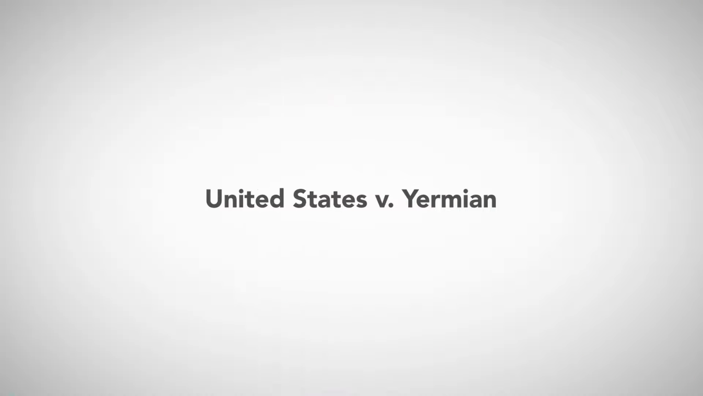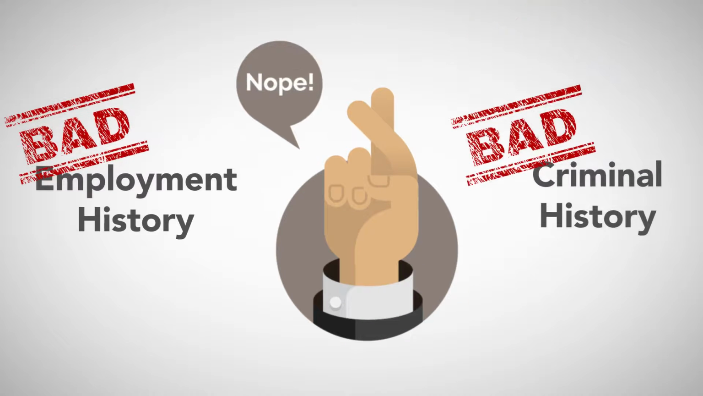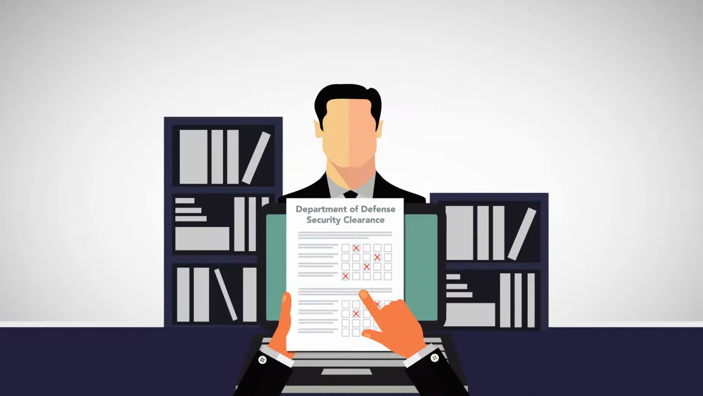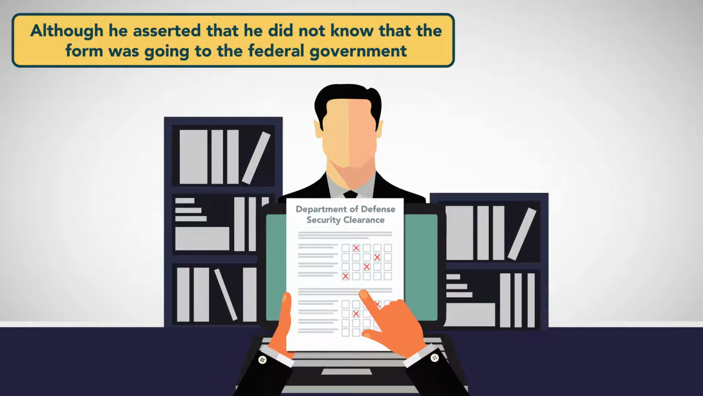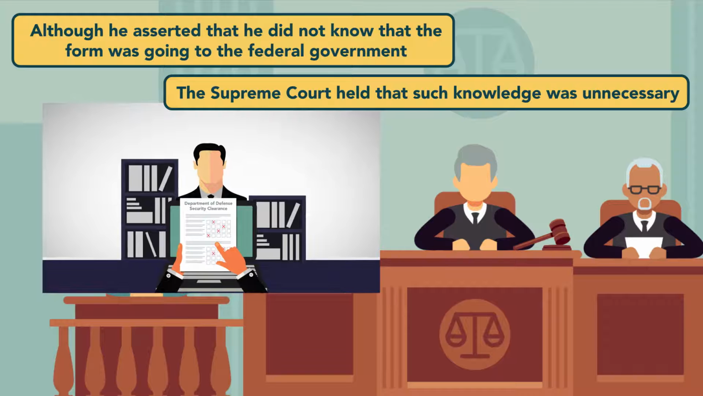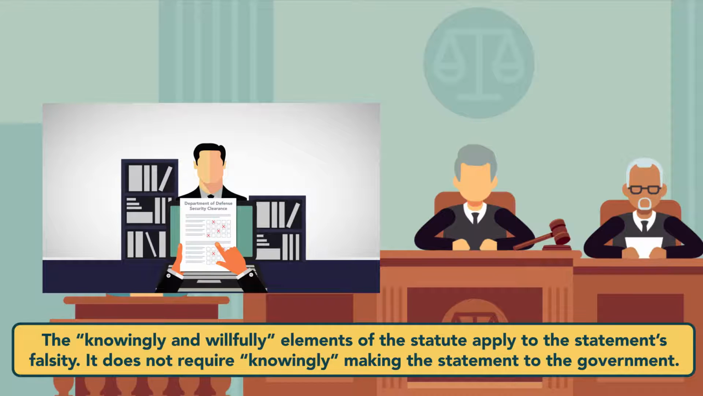In United States v. Yermian, the defendant lied about his employment and criminal history on a Department of Defense security clearance questionnaire that was filled out for and submitted to his employer. Although he asserted that he did not know that the form was going to the federal government, he knew only that it was going to his employer, the Supreme Court held that such knowledge was unnecessary. Actual knowledge of the federal agency jurisdiction is not required. The knowingly and willfully elements of the statute apply to the statement's falsity. It does not require knowingly making the statement to the government.